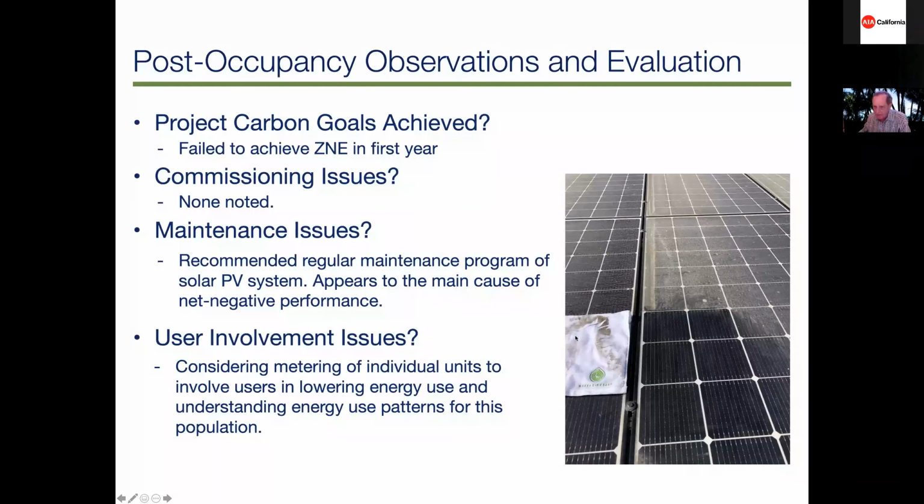And you can see here the photograph on the right. They wiped the PV, got all the dirt off, and you can see how much dust from air pollution is sitting on the panels. And so that was something that they've been attending to properly.